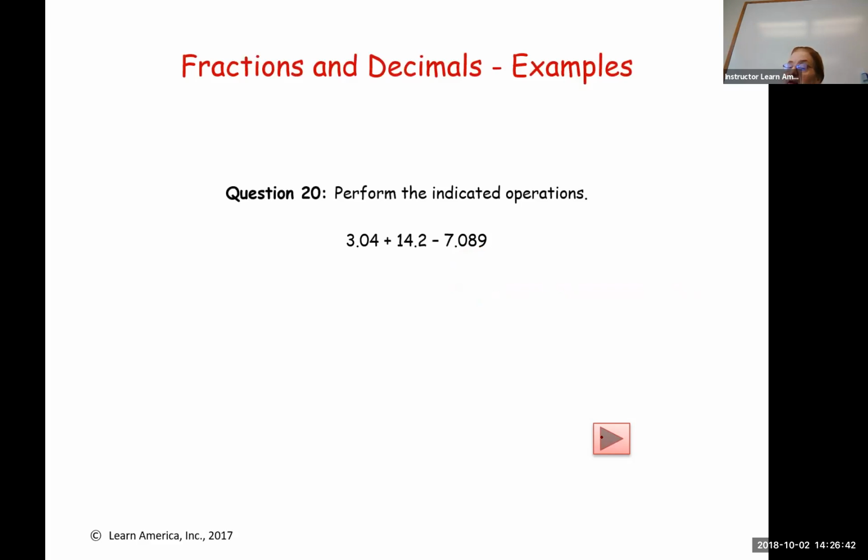All right, next, we want to take a look at a combination of operations. In order to add these, we have to make sure we line up the decimal point. So if we have 3.04 and we're trying to add it to 14.2, and then subtract 7.089, the idea is we have to line up the decimal point.